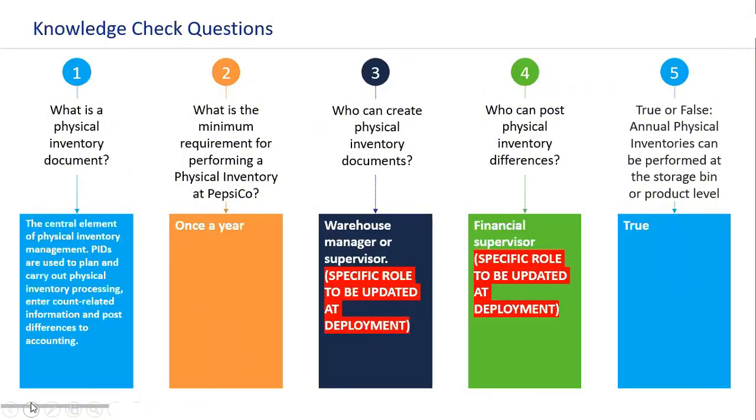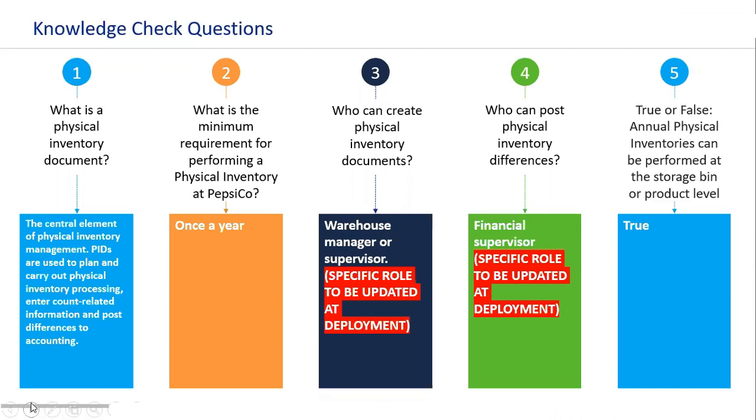So what is a physical inventory document? This is the central element of physical inventory management. Physical inventory documents are used to plan and carry out physical inventory processing, enter count related information, and post differences to accounting. What's the minimum requirement for performing a physical inventory at PepsiCo, which is once a year?